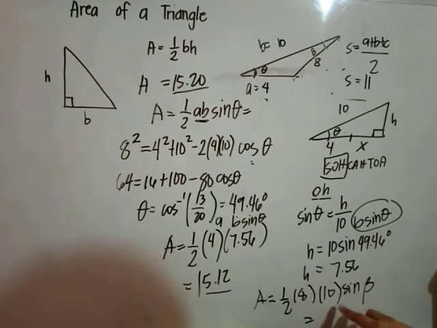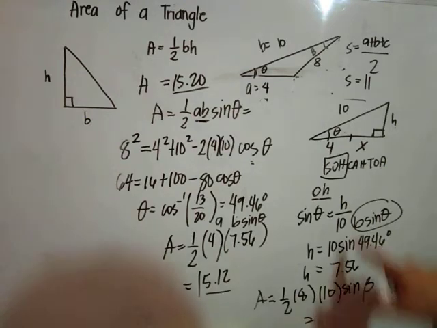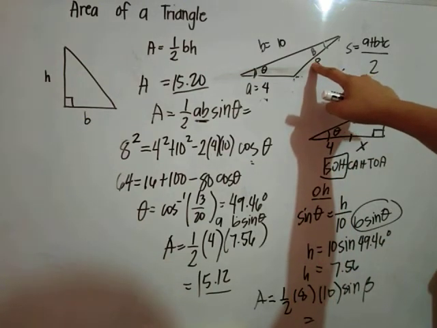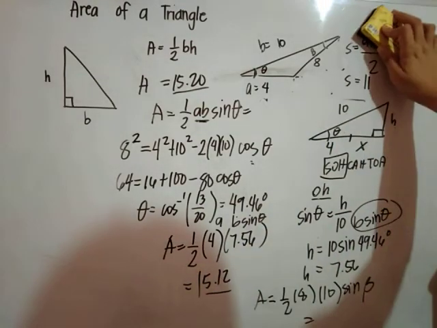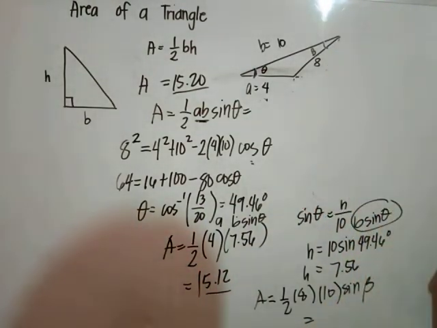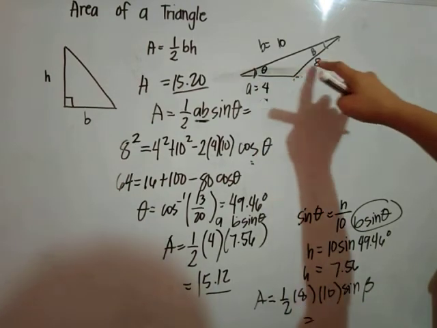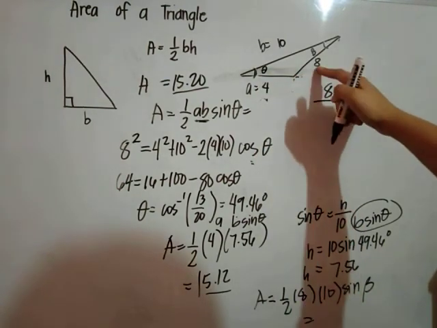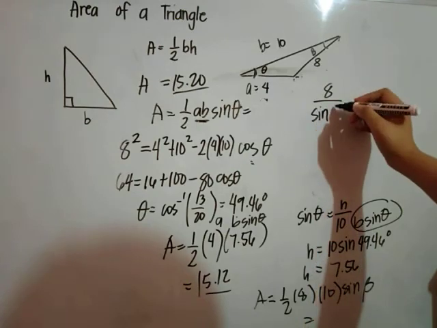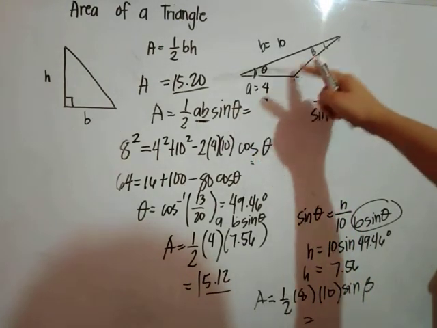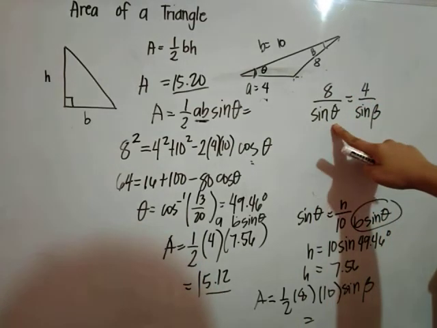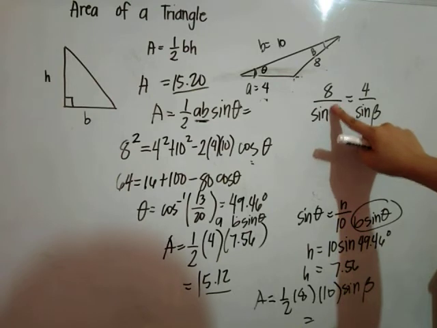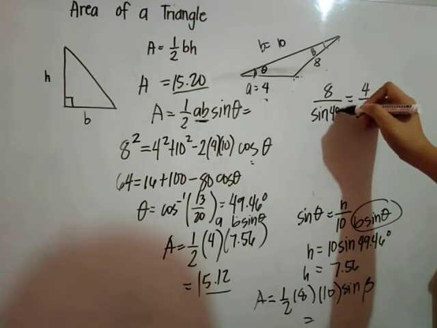So, try nga natin i-prove kung tama to. Paano natin kukunin si beta? Gamitin naman natin si Sine Law. Balik tayo sa Sine Law. Ano yung opposite ni 8? Opposite angle ni 8, so we have sine theta. And then, opposite side ni beta is 4, so we have sine beta. Then, palitan na lang natin to, which is yung theta natin is equal to 49.46.